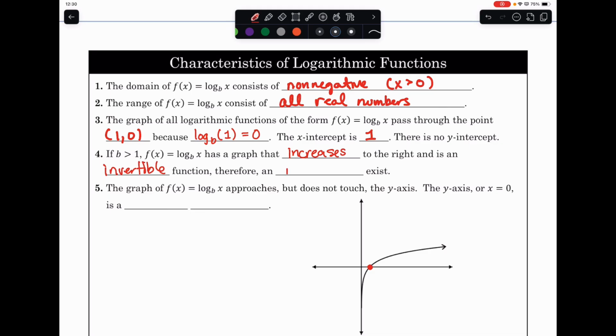Therefore, an inverse is going to exist. Now the graph of f of x equals log base b of x approaches but does not touch the y-axis, this vertical line right here of x equals 0, because that vertical line is a vertical asymptote.